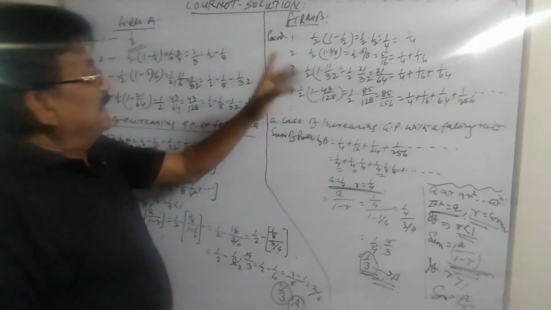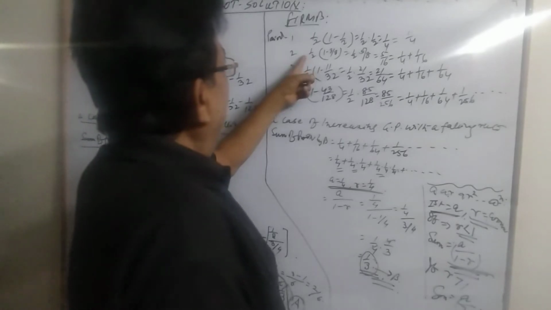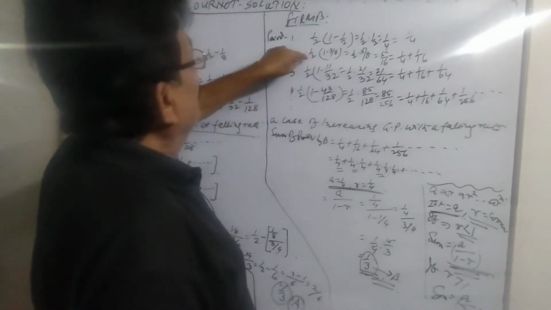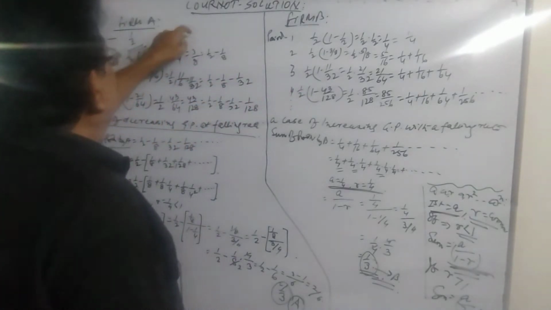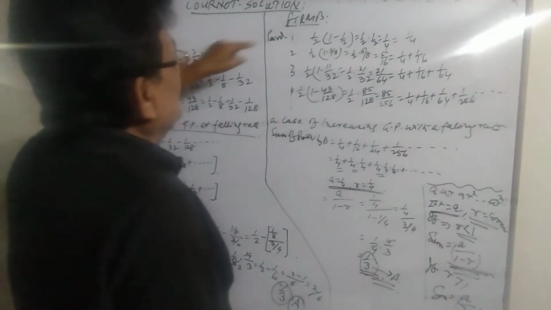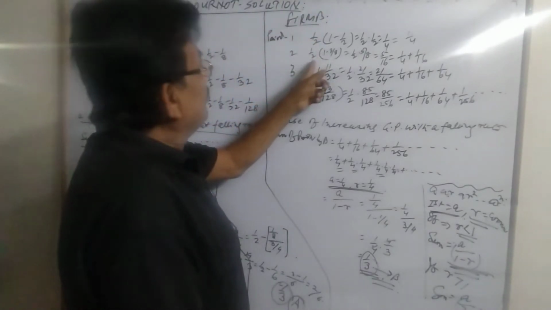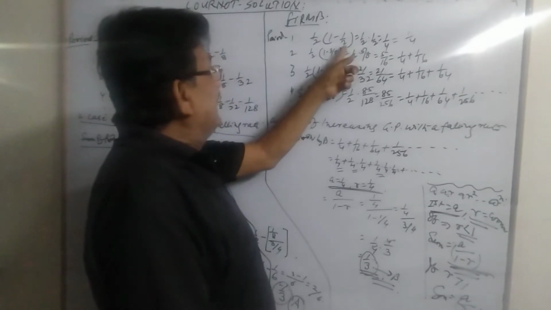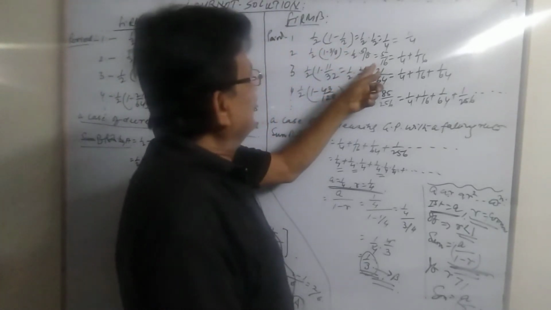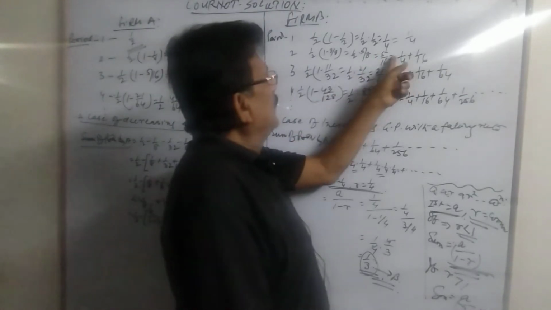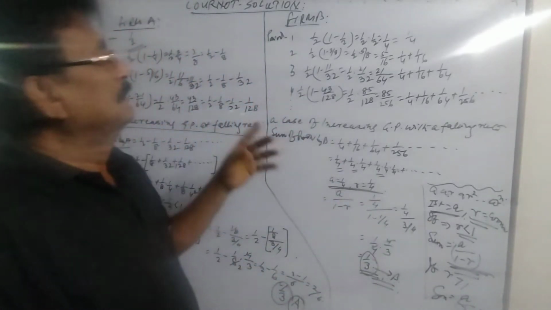Now coming to period 2, what does firm B do? The firm B just produces half of the remaining part of the demand. Firm A has produced 3 by 8. So for firm B, in period 2 the remaining demand is half into 1 minus 3 by 8, so half into 5 by 8, that is 5 by 16. This 5 by 16 could be written as 1 by 4 plus 1 by 16. You will cross-check it on your own.